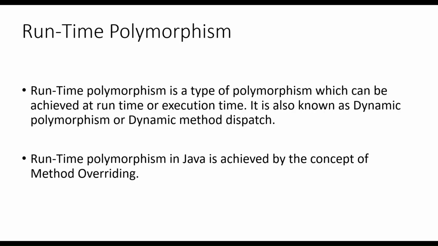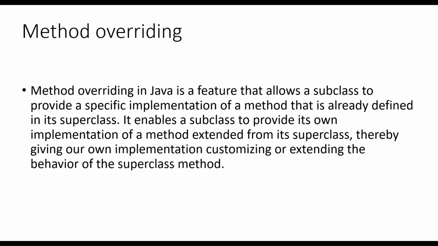Runtime polymorphism. Runtime polymorphism is a type of polymorphism which can be achieved at runtime or execution time. It is also known as dynamic polymorphism or dynamic method dispatch. It is known as dynamic polymorphism because after the compilation, in stage 2 of the runtime, Java checks for the latest method and it calls the latest method. So that's why it is called dynamic method dispatch. Runtime polymorphism in Java is achieved by the concept of method overriding.